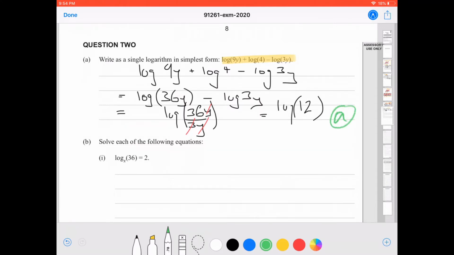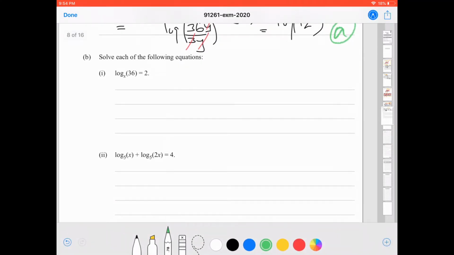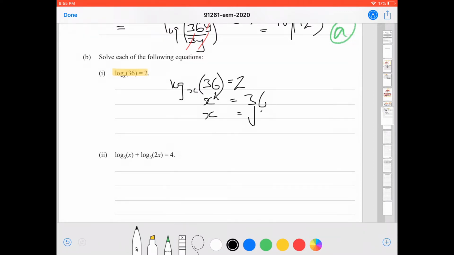Okay, moving on to question 2bi now. We've been asked to solve each of the following equations. Log x of 36 equals 2. And so this can be rewritten as x squared equals 36. I'd rather not go into writing all the formulas for logs. Hopefully you've done a bit of log work and this makes sense. So now we're going to say x equals the root of 36.